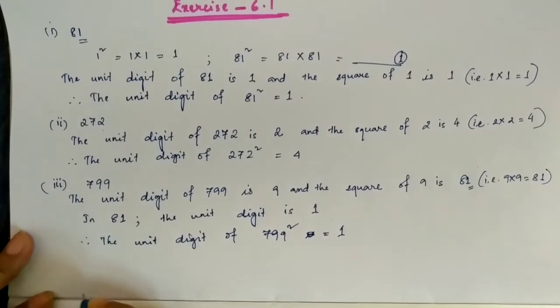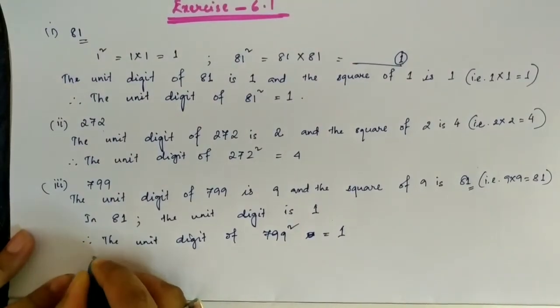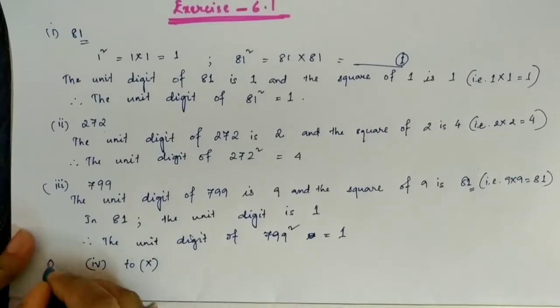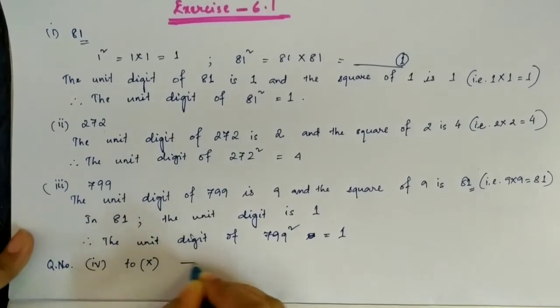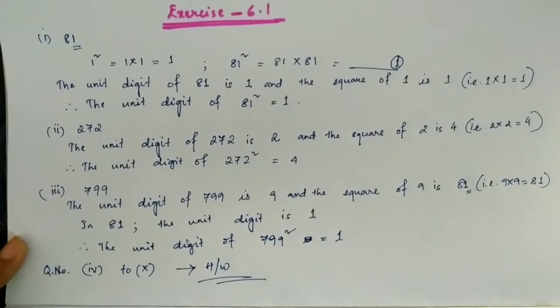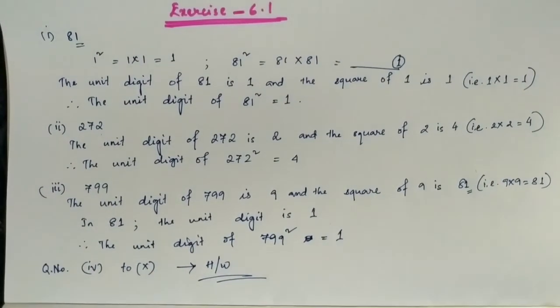From here, you will try the remaining sums, that is question number 4 to question number 10. In a similar way, write down the statements and do these sums as homework. This will be your homework from question number 1. Now let us move on to question number 2. What is given in question number 2? Let's see that one.